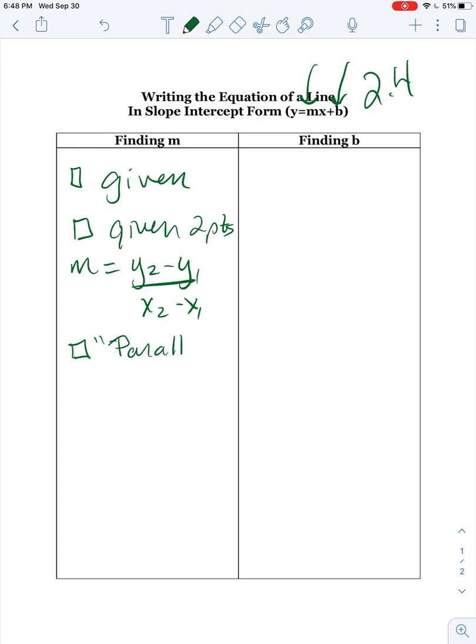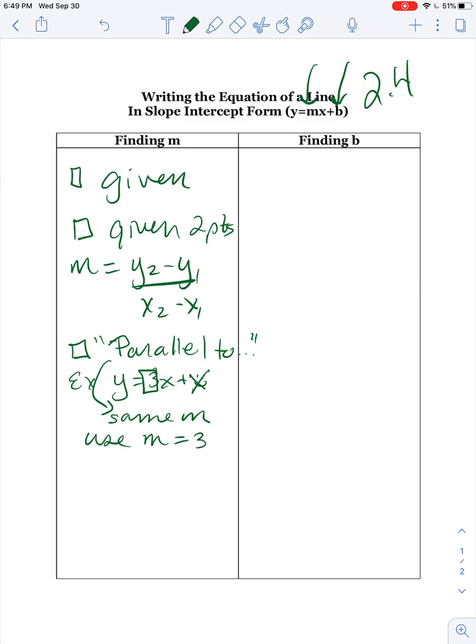The third way is that you're going to read in the question that it is parallel to. So if it says it's parallel to, and then it gives you a line, for example, y = 3x + smiley face, I don't care about this part. I only need this part. And parallel means that it's the same slope. So I'll go ahead and use my m equal to 3.